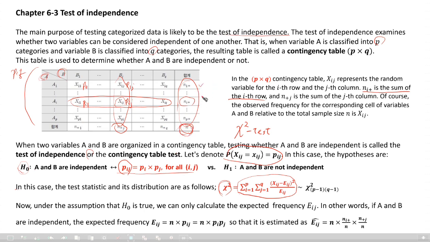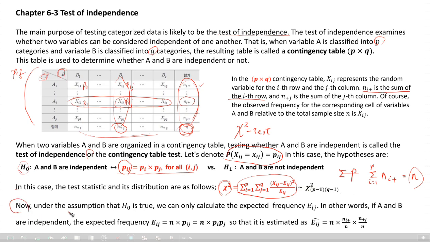There are P many categories, and the total sample is n. If P minus 1 of these are determined, then the last one is determined too. In other words, the summation of n_i+ for i from 1 to P equals what? n. n is the sample size, a fixed value. So P minus 1 are independent for rows, and Q minus 1 are independent for columns. So the degrees of freedom are P minus 1 times Q minus 1.